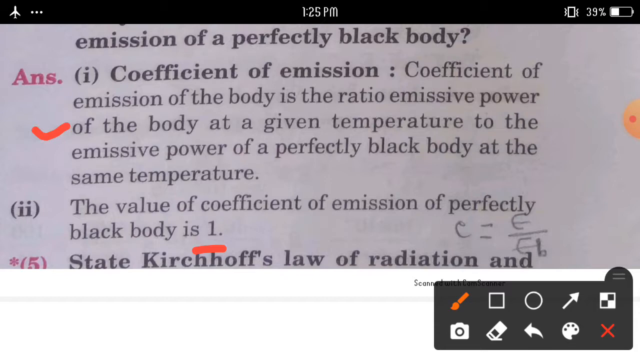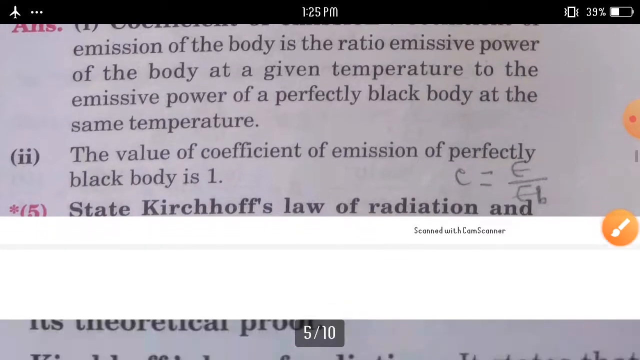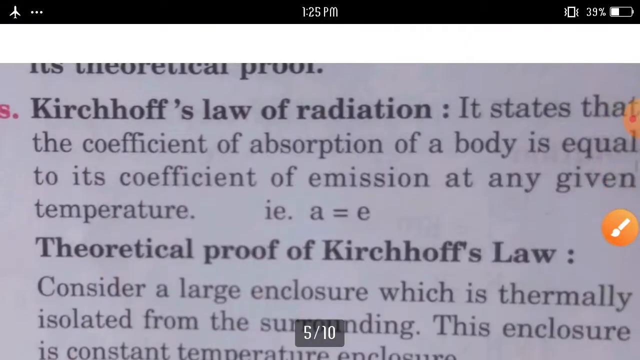Coefficient of emission is denoted by small e. Then the formula becomes small e is equal to capital E upon E suffix b. And next point is Kirchhoff's law of radiation.